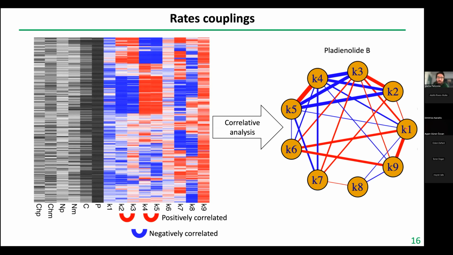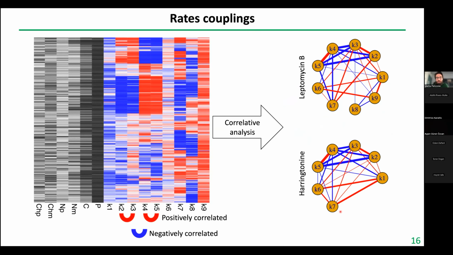Here you see on the nodes of this network the different kinetic rates. And each edge is a significant correlation between the two rates. The color of the edge indicates the sign of the correlation. So positive correlations in red, negative correlations in blue, while the thickness of the edge is proportional to the strength of the correlation. Again, this is the result for the pladinolide B treatment.